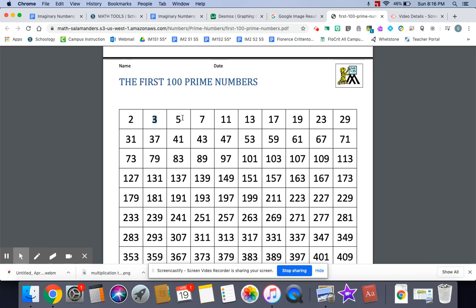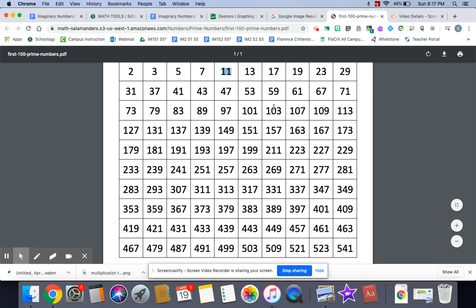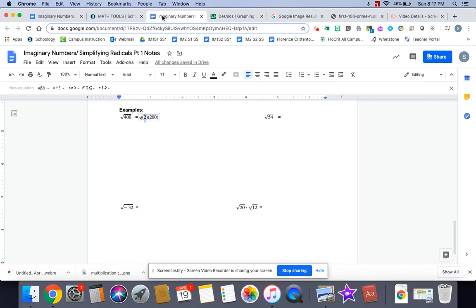Same thing with 3, 5 you can't make smaller, 7 you can't make smaller, 11 you can't make smaller. These are the first 100 prime numbers, actually, this little chart. So if you hit one of these numbers, you're done. You can't break it up any further. So 2, I can't break up any further. But 200 I definitely can.